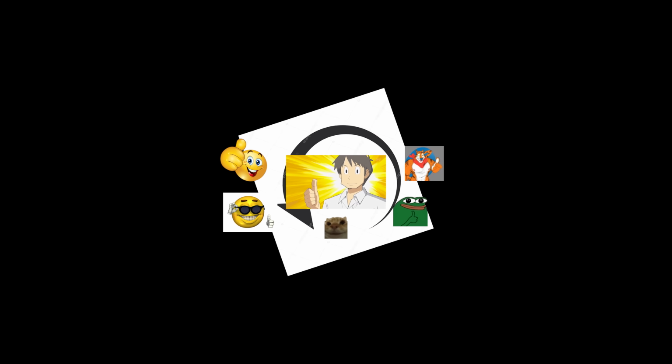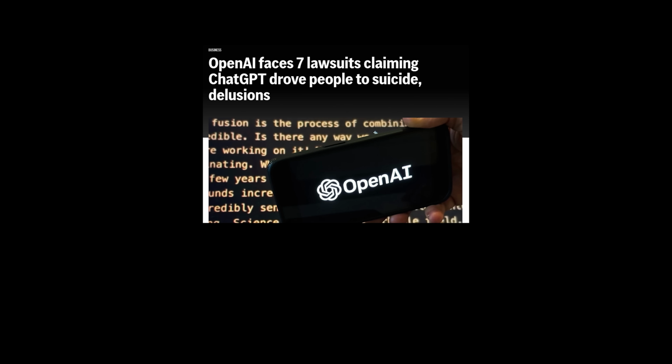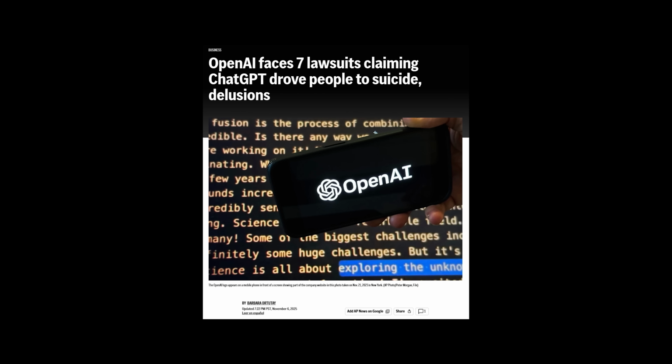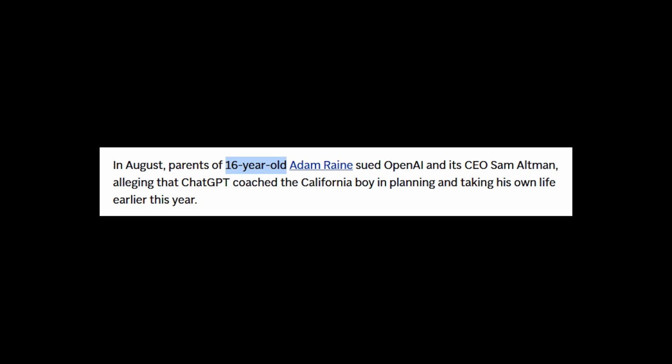Agreeability is probably the biggest criticism of AI models this year because of an update for ChatGPT that made it far more agreeable than it already was. This change was eventually rolled back, but the damage was done. ChatGPT and other language models have encouraged numerous people to end their lives, coaching people as young as 16 years old on how to commit suicide.